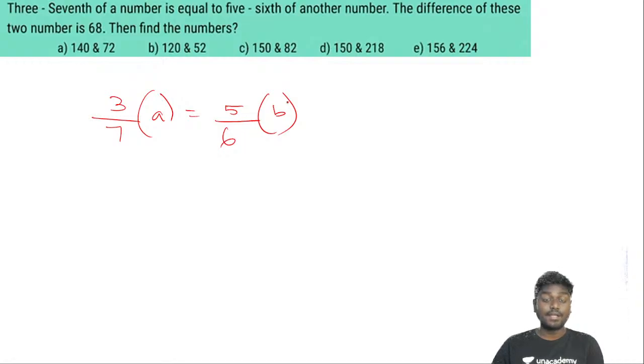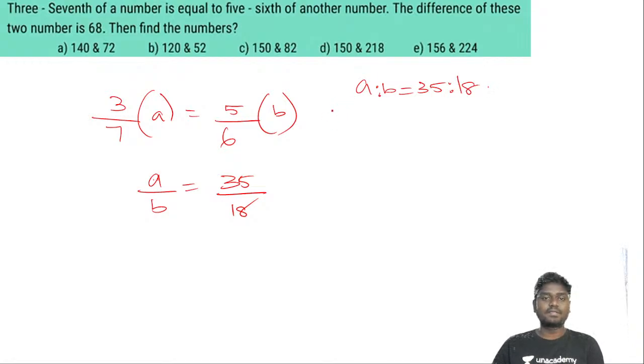First, let me find the ratio of a and b. So a by b will be what exactly? 35 by 18, if I'm not wrong. I just did cross multiply. A by b is 35 by 18, and ultimately I got a is to b, 35 is to 18. Okay, but this is not the case. You need to find the numbers respectively. What are the numbers?